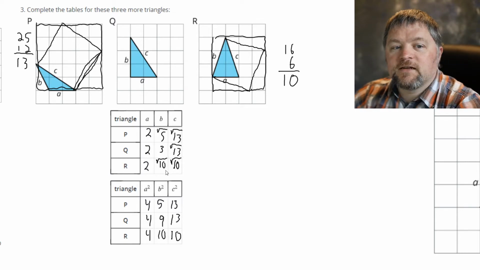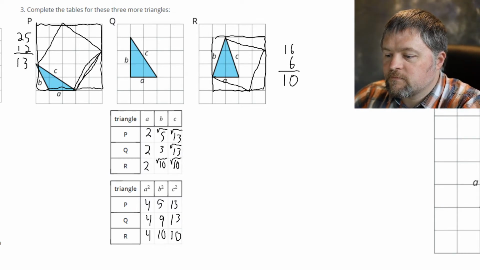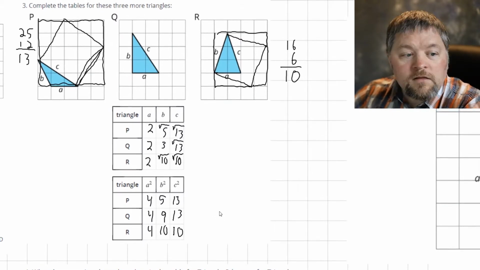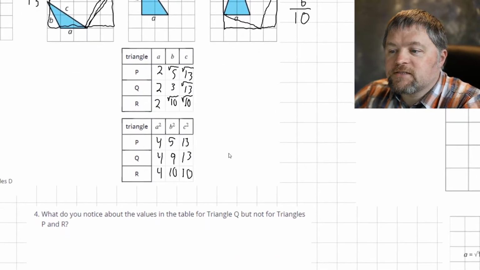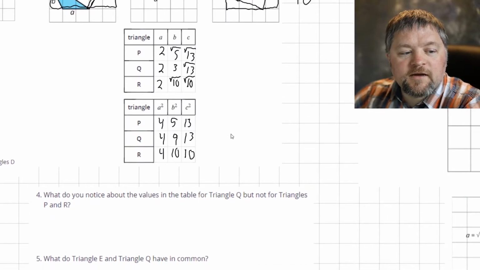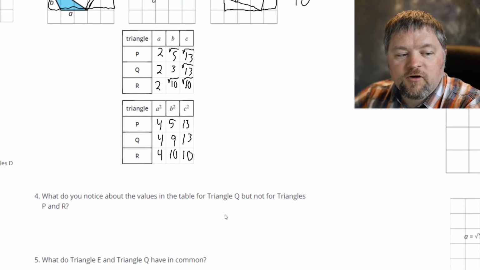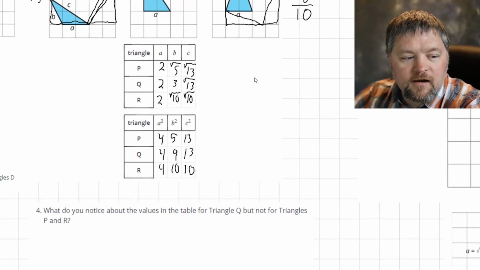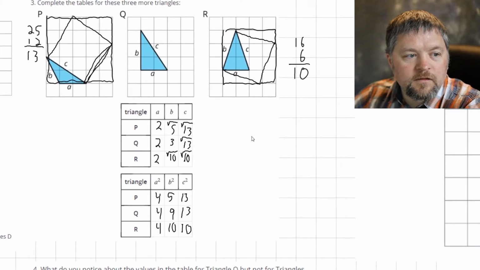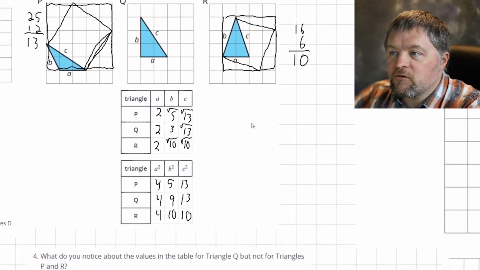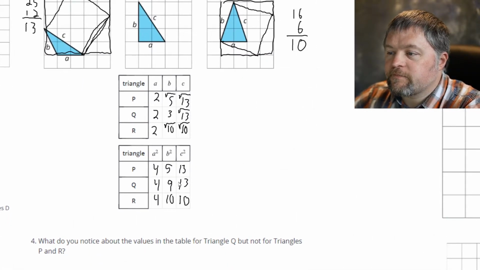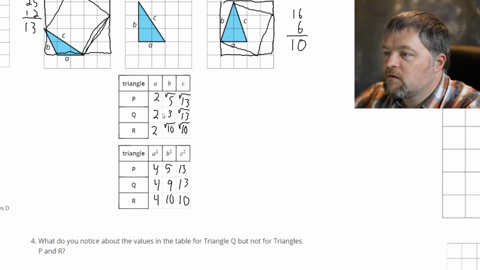So now we've filled in another table. What questions will it ask us about this table? What do you notice about the values in the table for triangle Q but not P and R? So again, triangle Q, what do we notice about this one? Q is, again, 2 whole numbers, whereas the other ones only have 1 whole number and 2 irrational numbers.